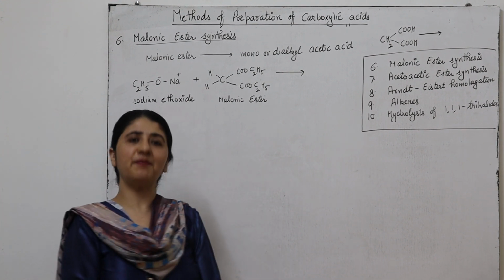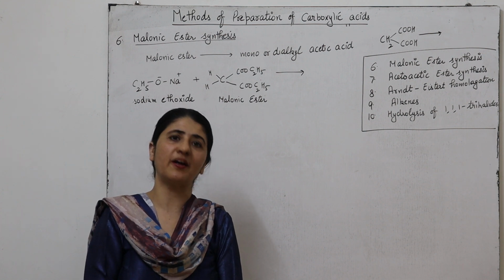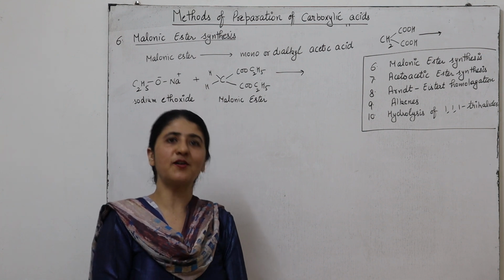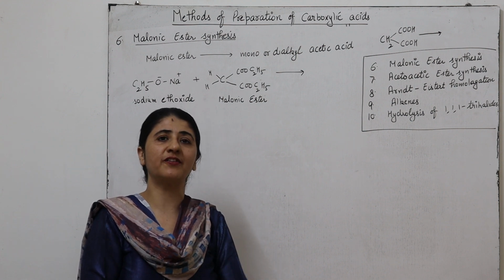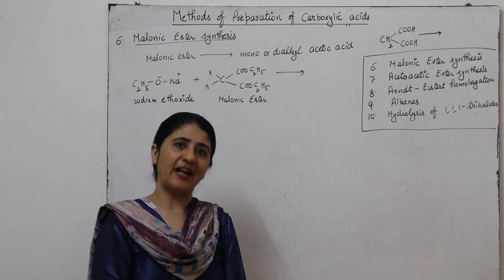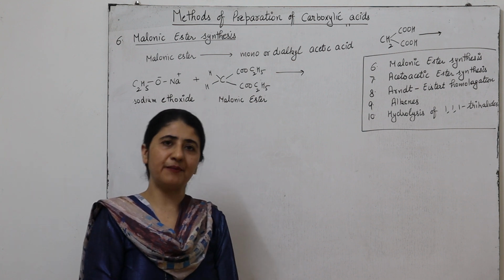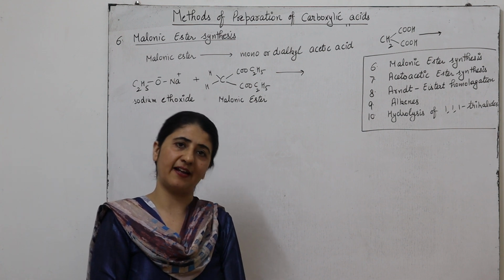In my last video, I have already discussed the 5 methods of preparation of carboxylic acid. Number 1 is oxidation of primary alcohol. Second is oxidation of the alkyl benzene. Third one is oxidation of aldehyde. Fourth one is carbonation of the Grignard reagent. And fifth one is the hydrolysis of cyanide.